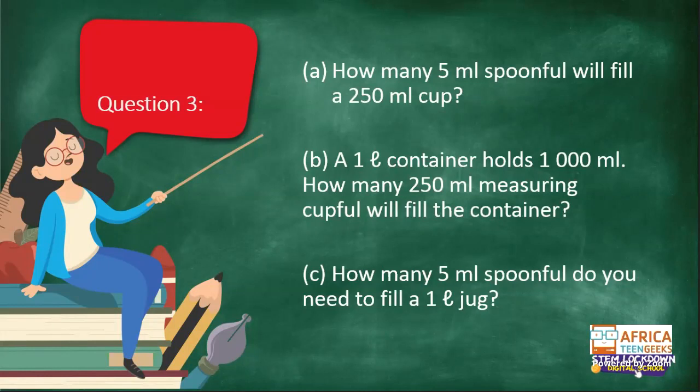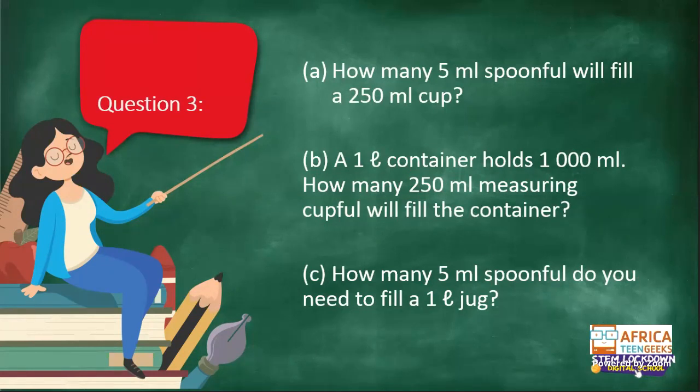Okay, moving to B. A 1 liter container holds 1,000 milliliters. How many 250 milliliter measuring cupfuls will fill the container? 4, that's the correct one. Remember, we're dividing. So we know that a measuring cupful is 250 and a liter equals 1,000. Therefore, we divide 1,000 by 250. The correct answer is 4.